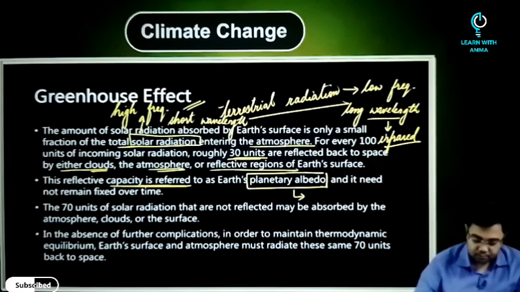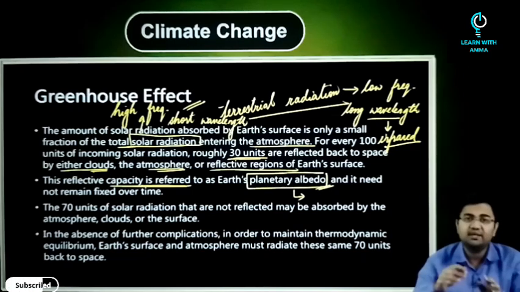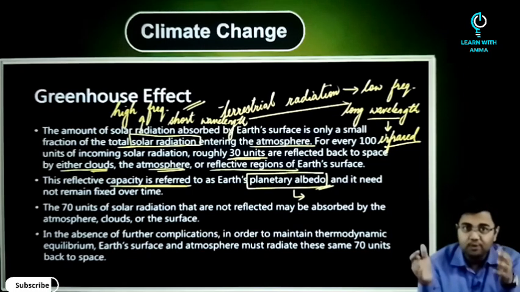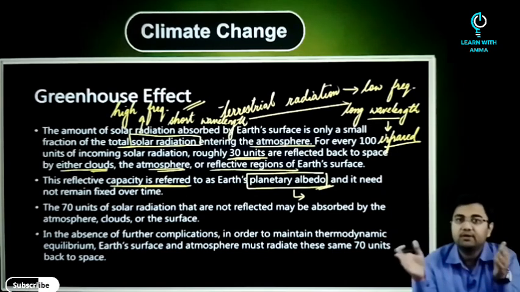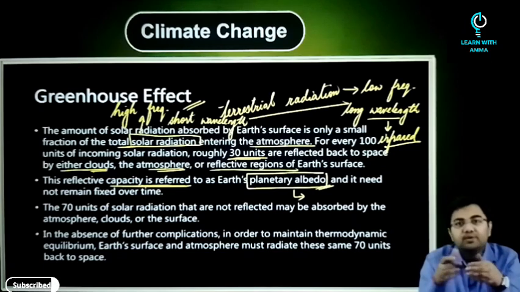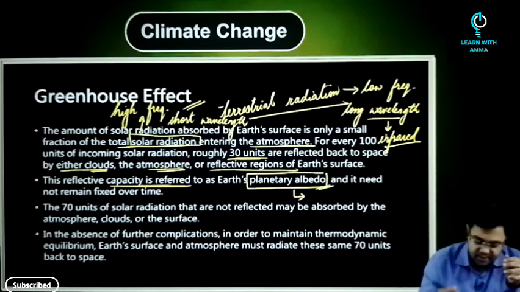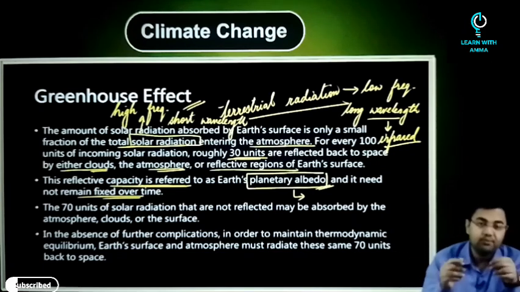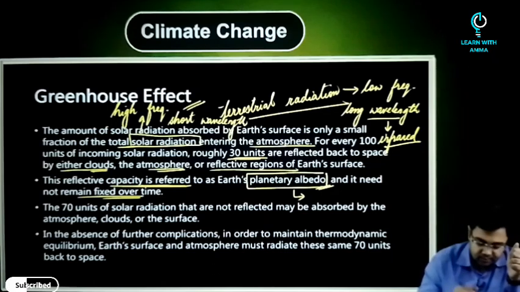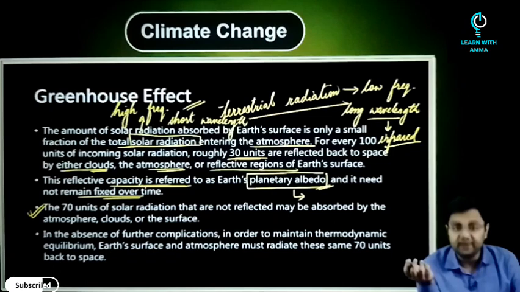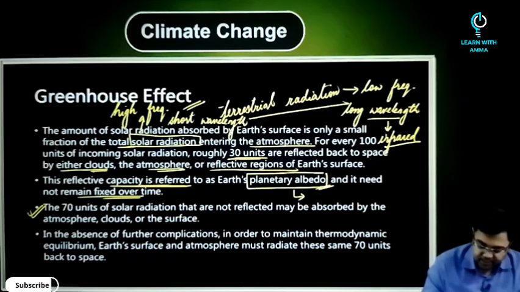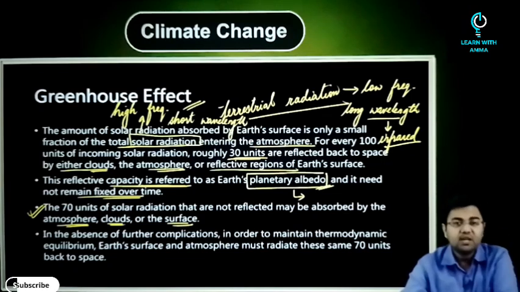Now, this planetary albedo does not remain fixed. It depends on how much radiation we are receiving over the course of a day, a decade, or 1,000 years; we can do a study of albedo over all these periods, so it will definitely not remain fixed over time. The 70 units of solar radiation that are not reflected may be absorbed by the atmosphere, the clouds, or the surface.